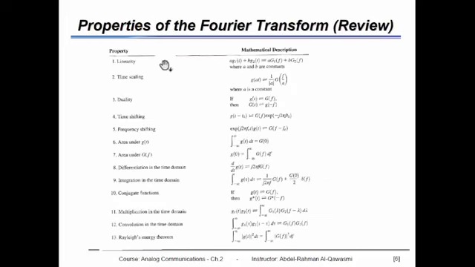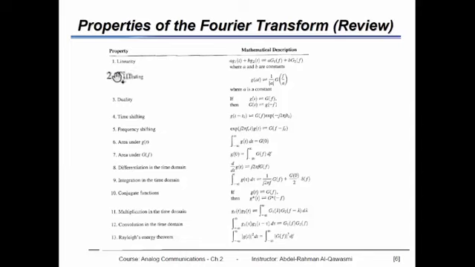Now, this is a table for the main properties of the Fourier transform. As you know, we use the properties of the Fourier transform to make it more efficient, easier, and simpler. So the first property is linearity, which means if I have an addition or subtraction between any two functions, I can do the Fourier transform for every function separately.